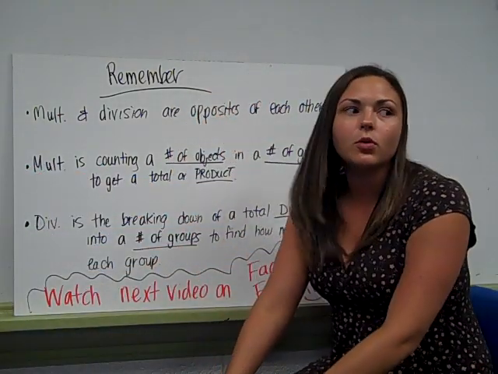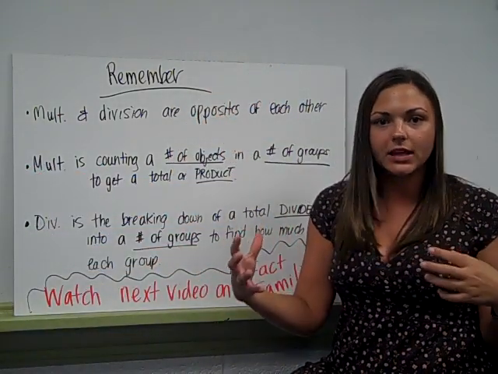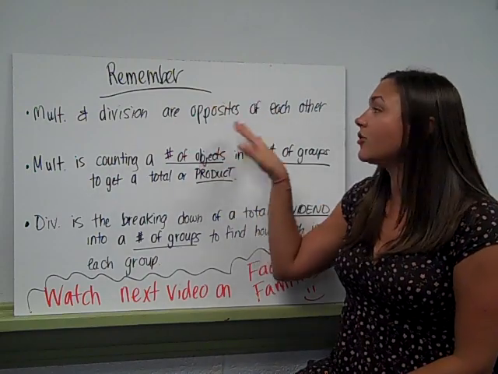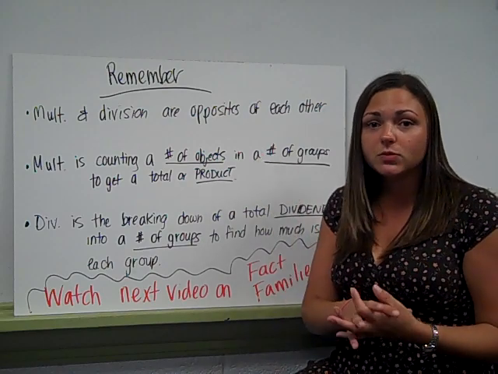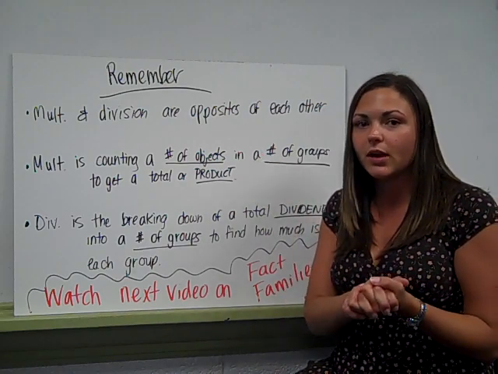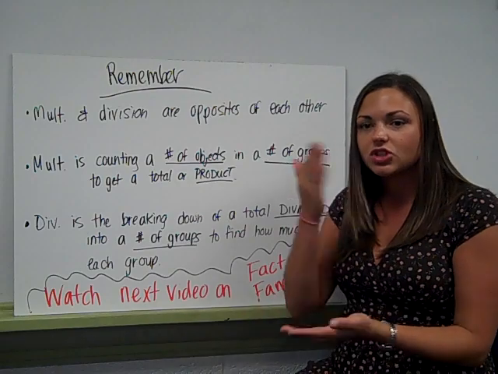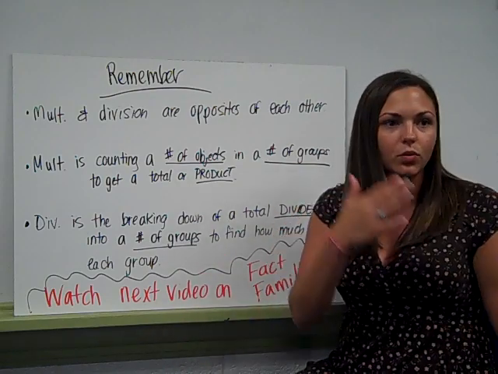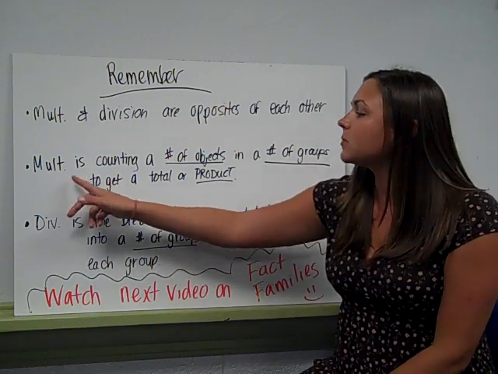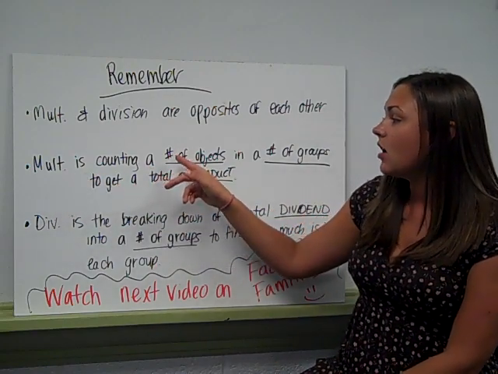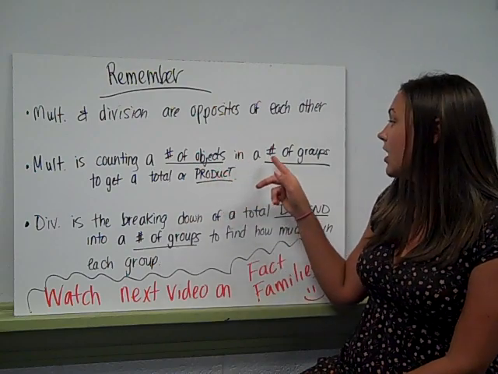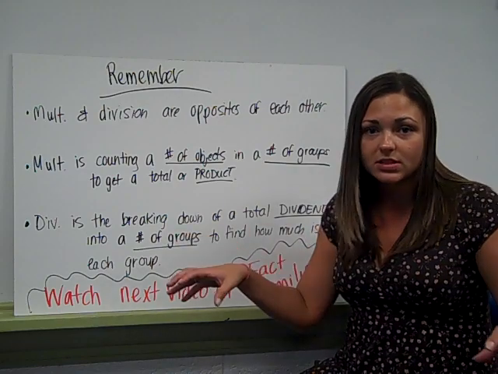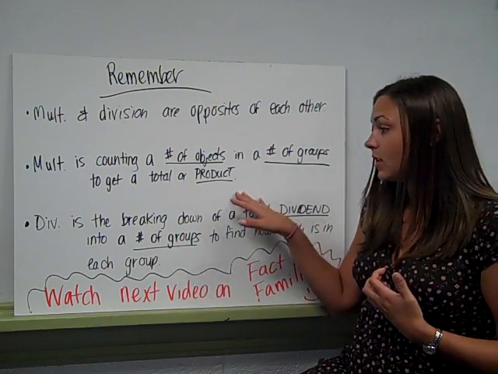Some things I want you to remember when it comes to us discussing multiplication as it is related to division is that they're opposites of each other. If I do a multiplication to one number and then I turn around and divide it with the same thing, I just canceled it out. I've made it back to the original form. Multiplication is the counting of a number of objects in a number of groups to get a total. So this number of objects in this many groups gives me a total or a product.